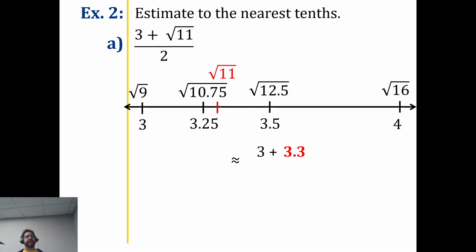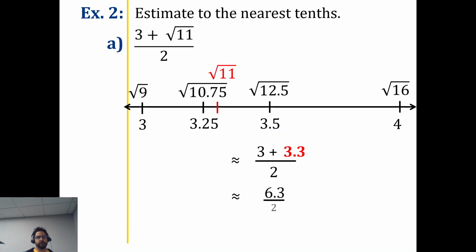So I'm going to go ahead and say my new problem is now going to be 3 plus, and instead of the square root of 11, we're going to say 3.3. But remember, we're going to add before we divide. So add our numbers together really quick. 3 plus 3.3 is going to be a 6.3.